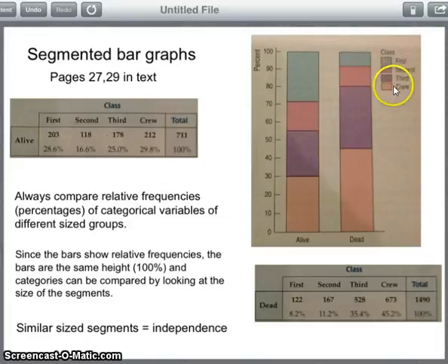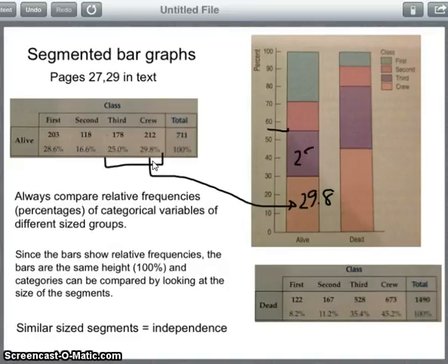If we start out with the crew being at the base here, the crew represents 29.8% of the data here. Now if we put these two together here, 25 and 29.8, we get 54.8, and that would be our boundary line right here. So when we add the 25 to the 29.8, we see where the next bar ends.